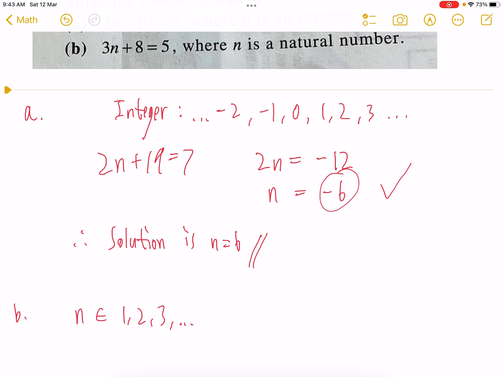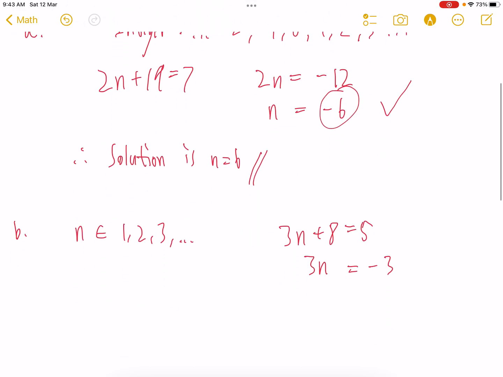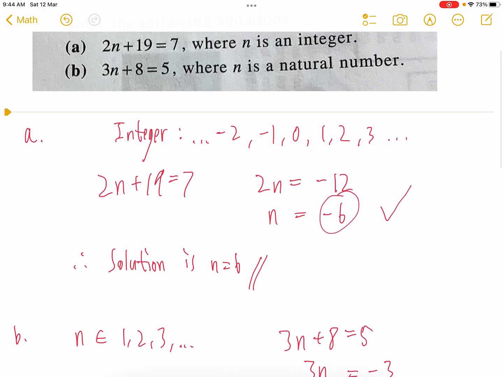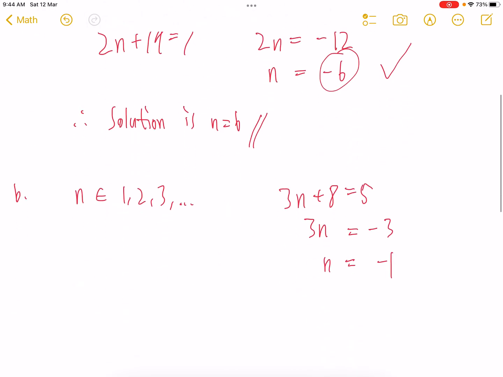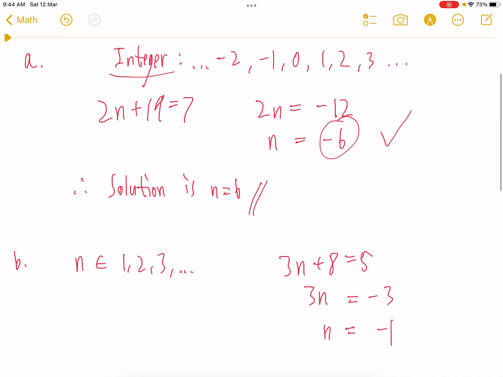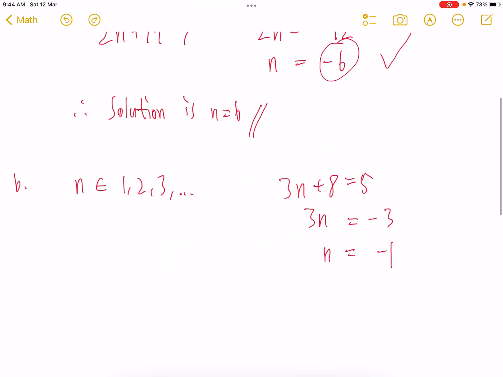Now, 3n plus 8 equals 5. Subtract both sides by 8, we get negative 3. Divide both sides by 3. n is negative 1. So, is negative 1 a natural number? Well, no, because the natural numbers are always positive, and when you see negative 1, you immediately know, hey, it is an integer, but it is not a natural number.